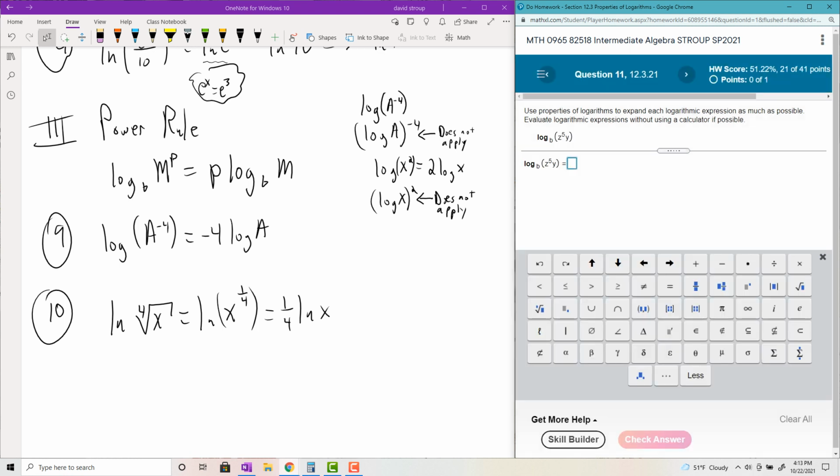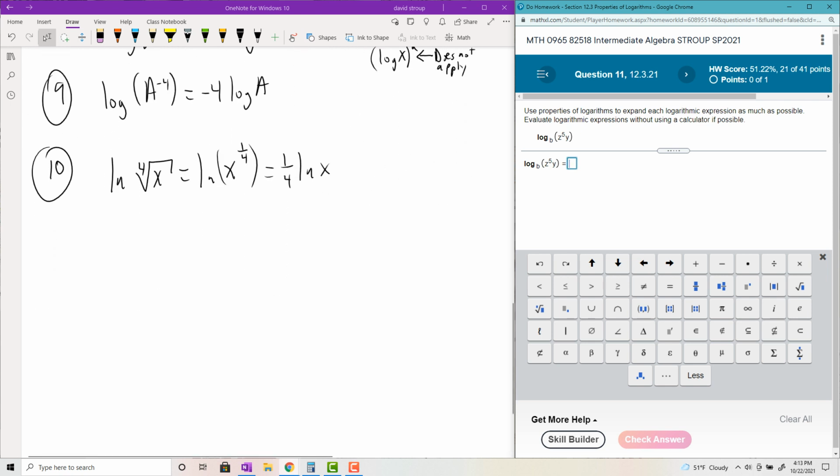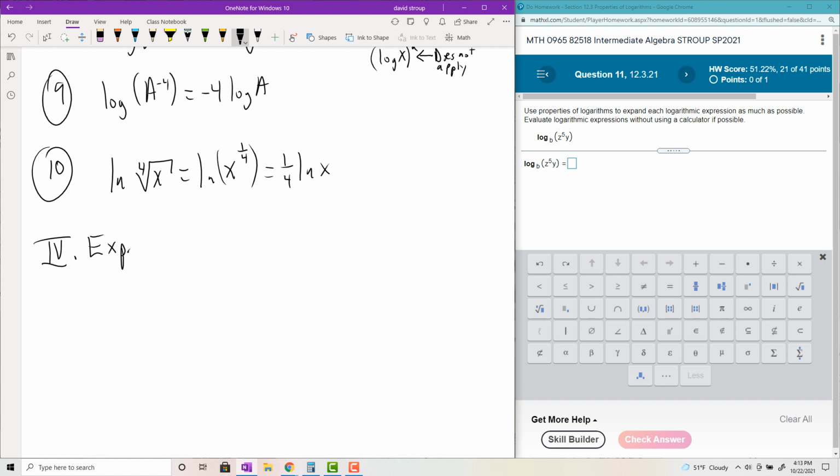Now what they're going to do is put all the rules together, and there are two kinds of simplifications we could do. There's expanding logs, where you take one logarithm and write it as a bunch of different logarithms. And there's also condensing, where you take a bunch of logarithms and write them as one logarithm.